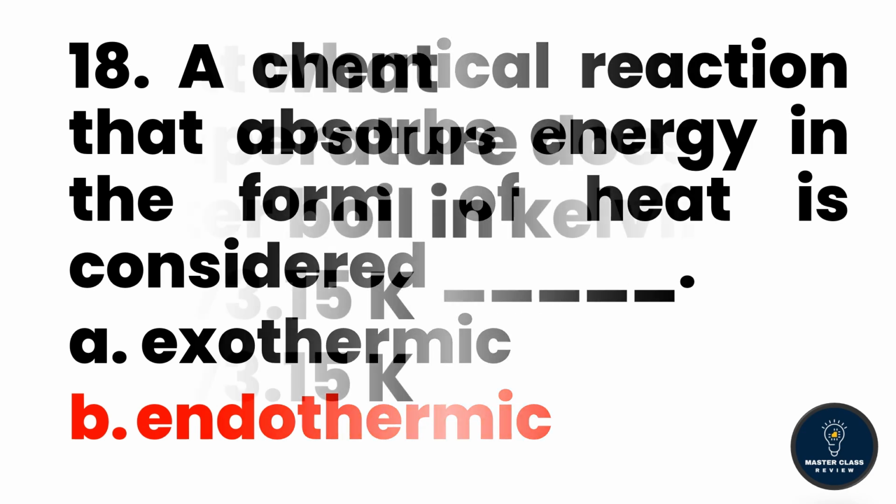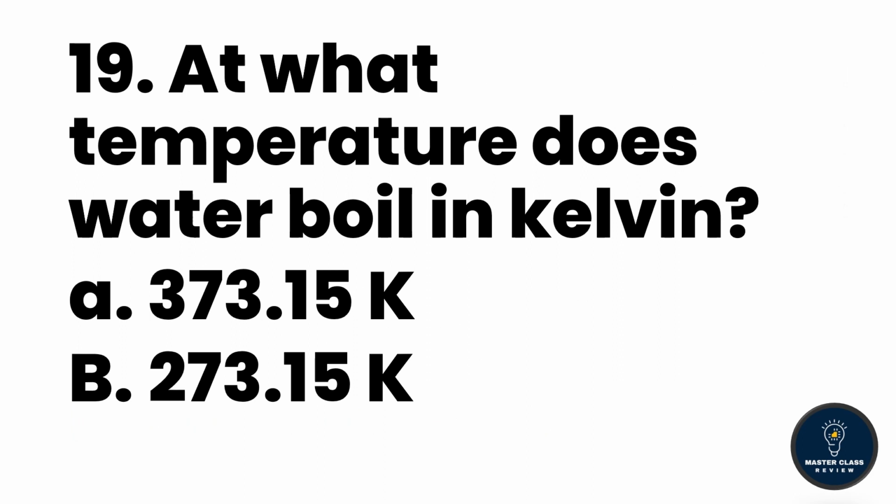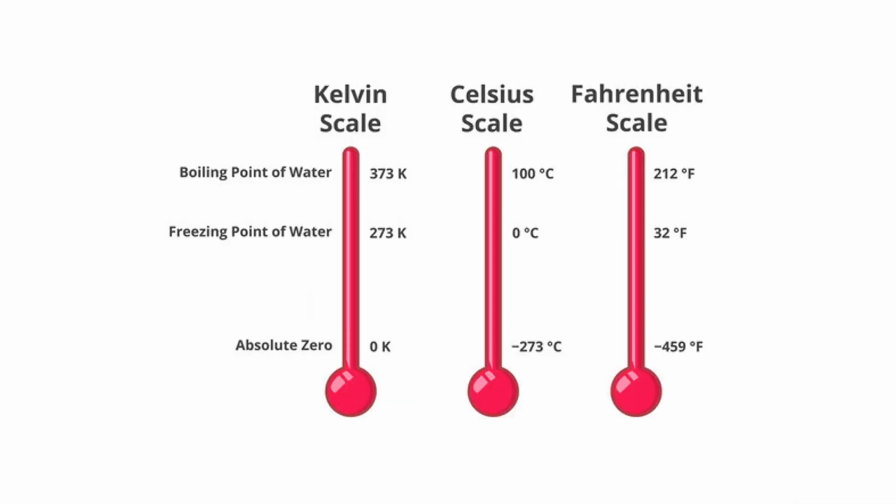Exo meaning outward. At what temperature does water boil in Kelvin? Yes, it is 373.15 Kelvin. Remember your conversion of temperature. Pause this part and memorize the conversions of temperature relating to the boiling point and freezing point of water in the three temperature scales.